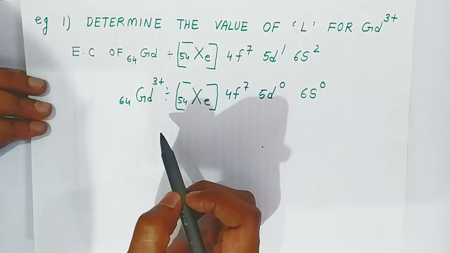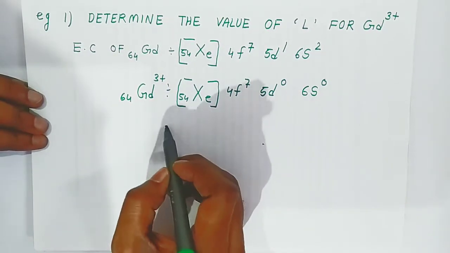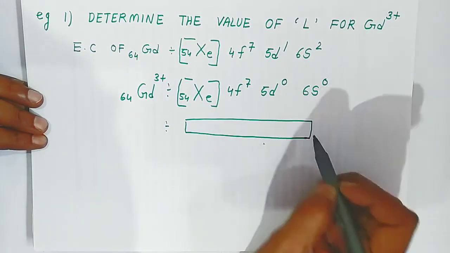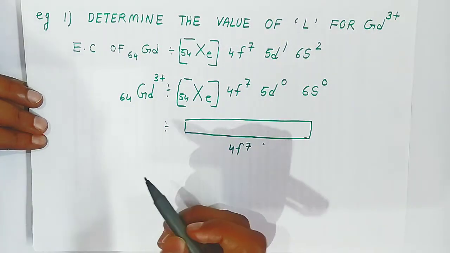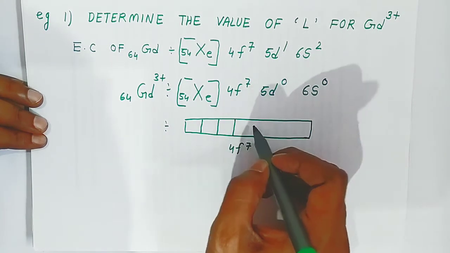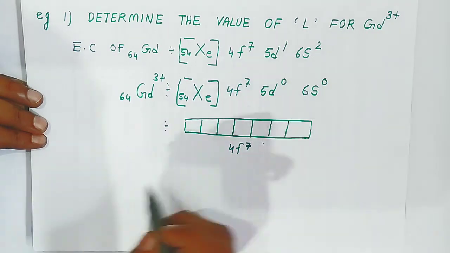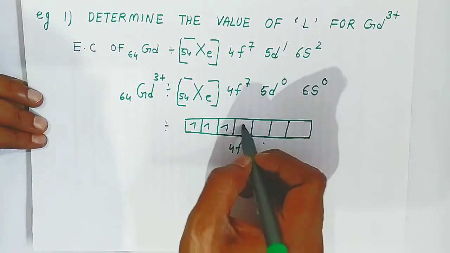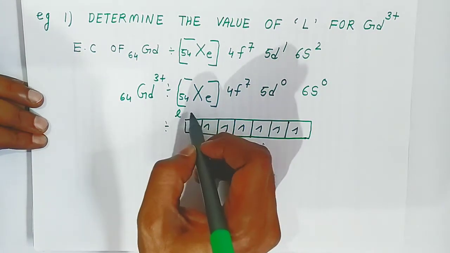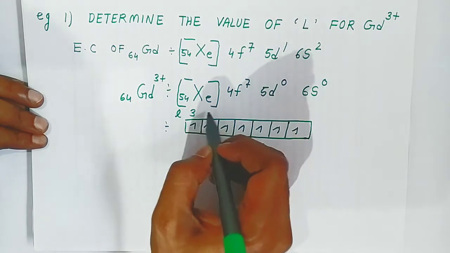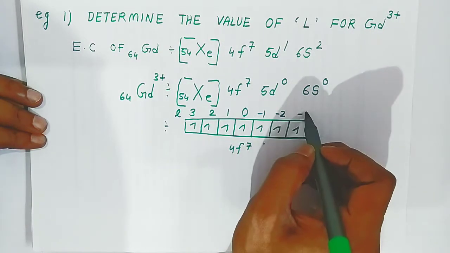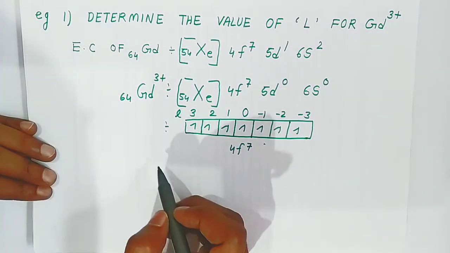For that, again we have to draw the 4f orbitals. I am drawing here the 4f orbitals, 4f7. So here is the first orbital, second, third, fourth, fifth, sixth and seventh. Now 7 electrons we have to distribute like this. The values of m will be 3, 2, 1, 0, minus 1, minus 2, minus 3.